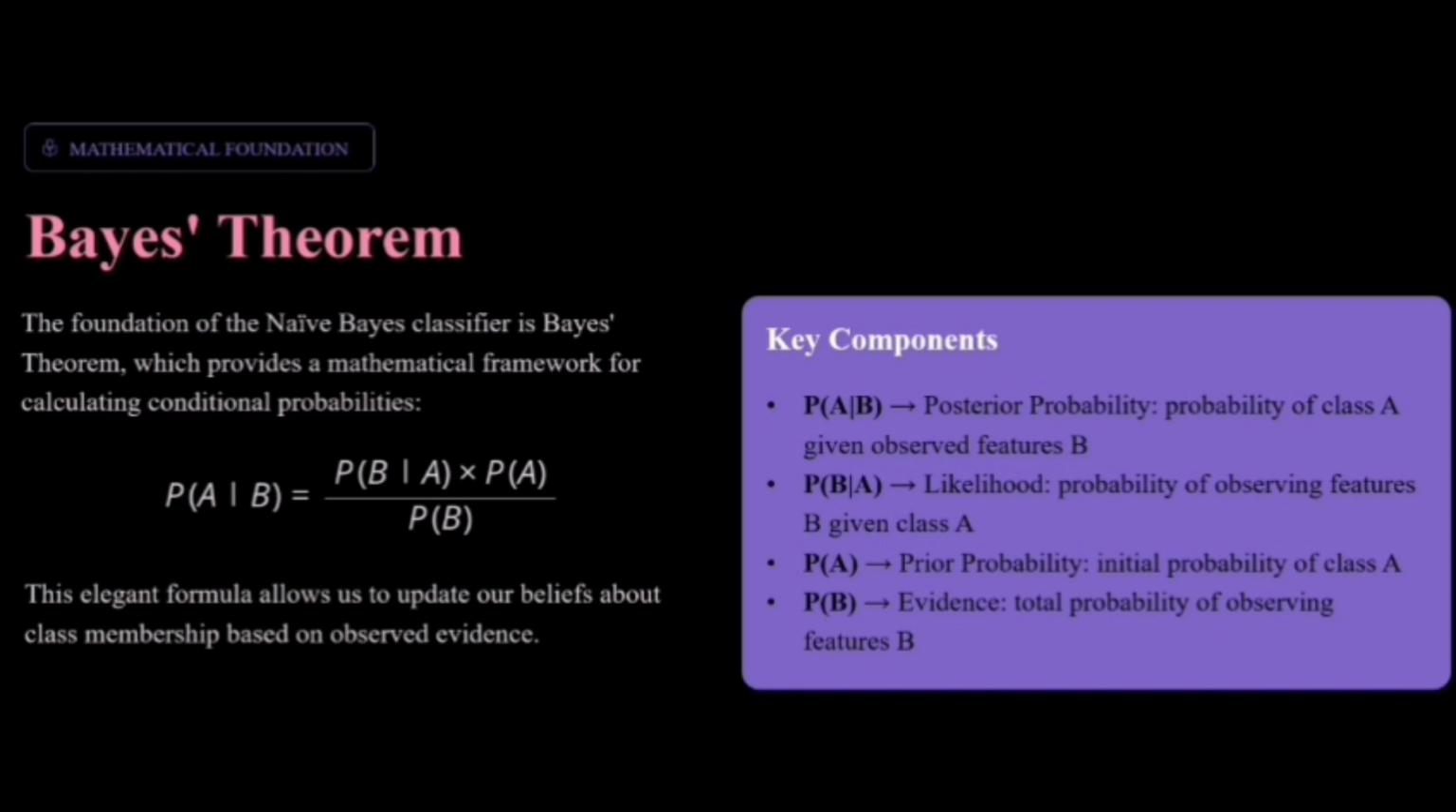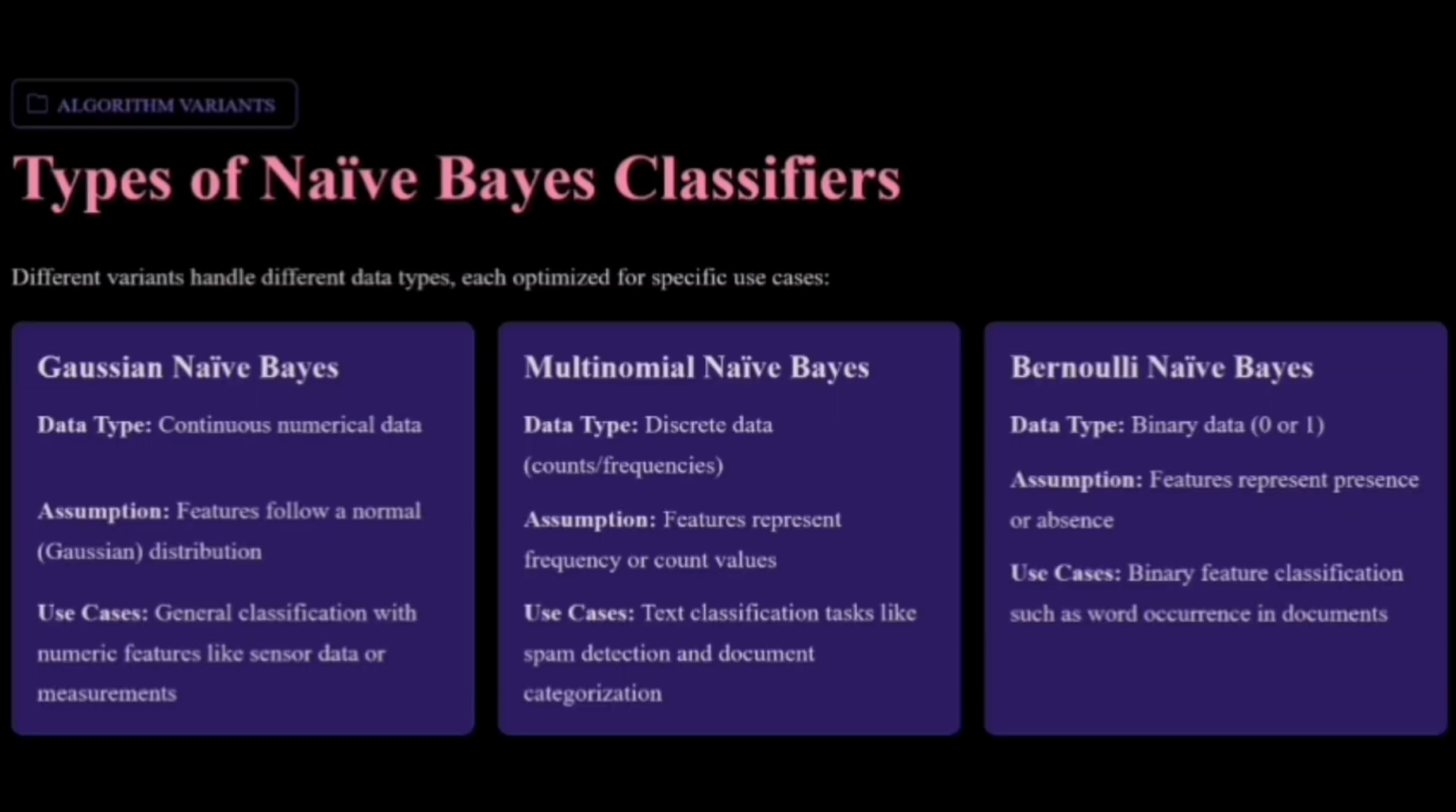Okay, now let's get into the types of naive Bayes classifiers. There are three main types. The first is Gaussian naive Bayes. This is used for continuous numerical data. And the second one is multinomial naive Bayes. This is mostly used for text classification where features represent word frequencies.